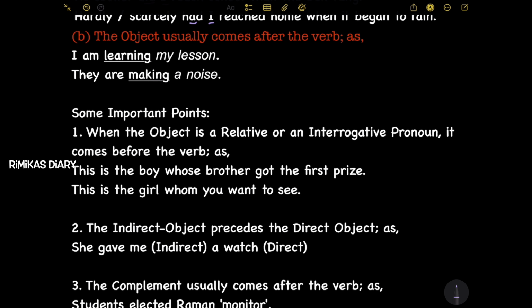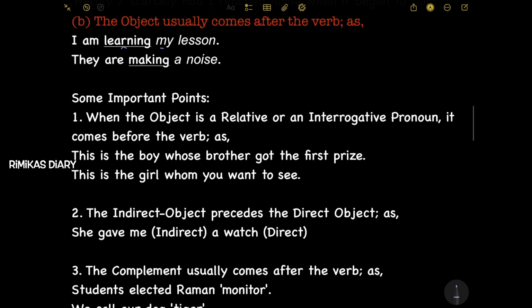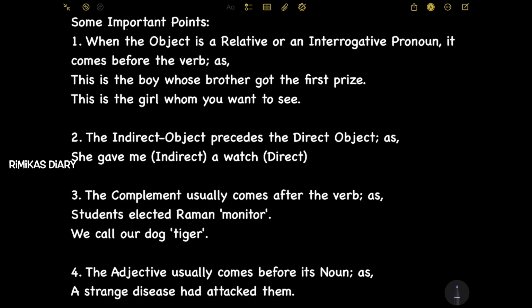B. The object usually comes after the verb. So, I am learning my lesson. So here learning is the verb, my lesson is the object. They are making a noise. So here making is the verb, a noise is the object. Next, some important points. When the object is a relative or an interrogative pronoun, it comes before the verb, as in: this is the boy whose brother got the first prize.